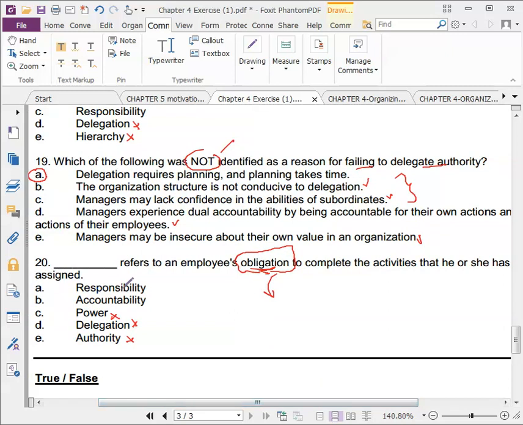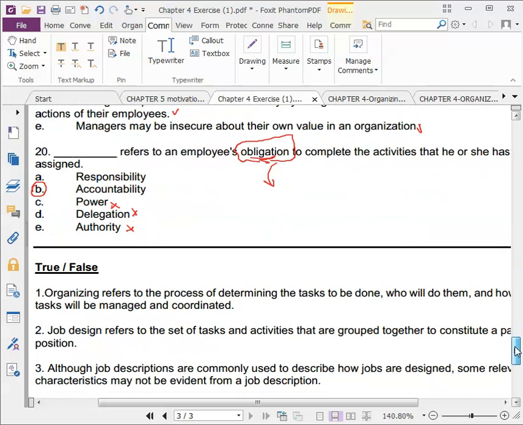The most correct answer is accountability. Accountability means that if they do not do their work, they can be questioned. Why? So that is the obligation. Okay, so accountability is the answer. All right, class. So let's move to the true and false questions.